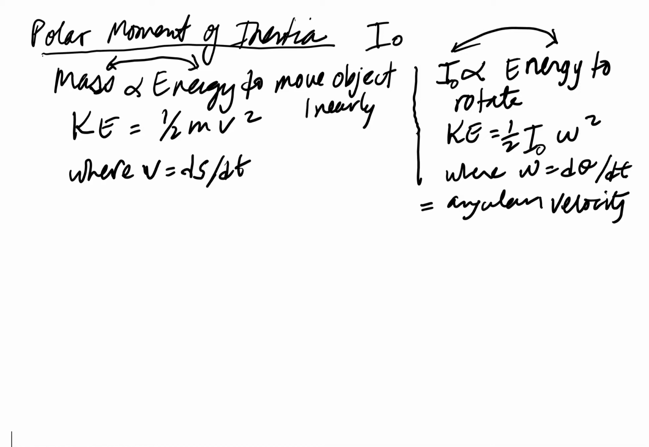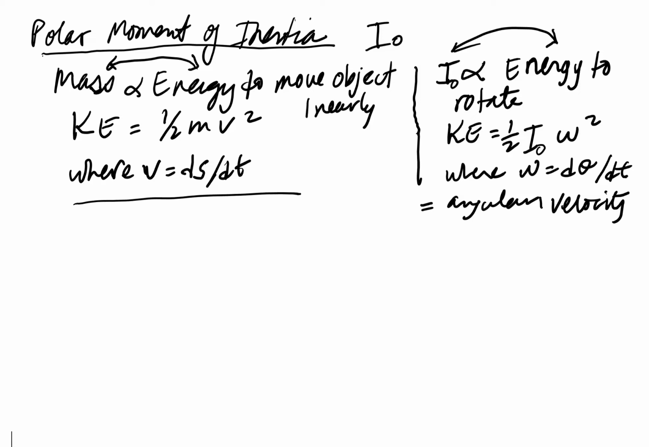Kinetic energy is equal to 1/2 m v squared, where v is the velocity, calculated as ds/dt. And analogously, we can say that kinetic energy to rotate something is 1/2 I omega squared, where omega is equal to d theta/dt, and that gives us the angular velocity.